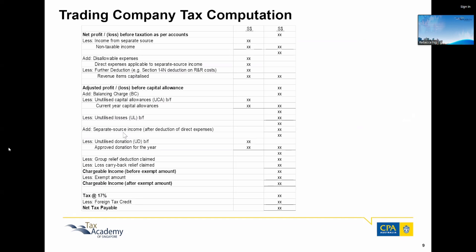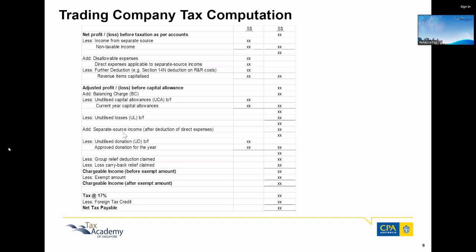Under the trading company tax computation, just now we showed the overview. I will provide you with a more detailed level of the tax computation. We always start with the net profit before taxation per the accounts. We will less off the investment incomes, like from a separate source, those that are not trading source income, as well as those that are not taxable income, like exempt income, to arrive at the taxable profits.